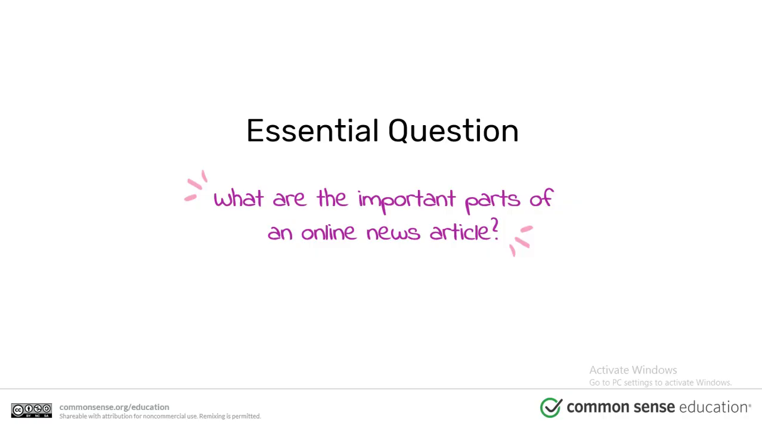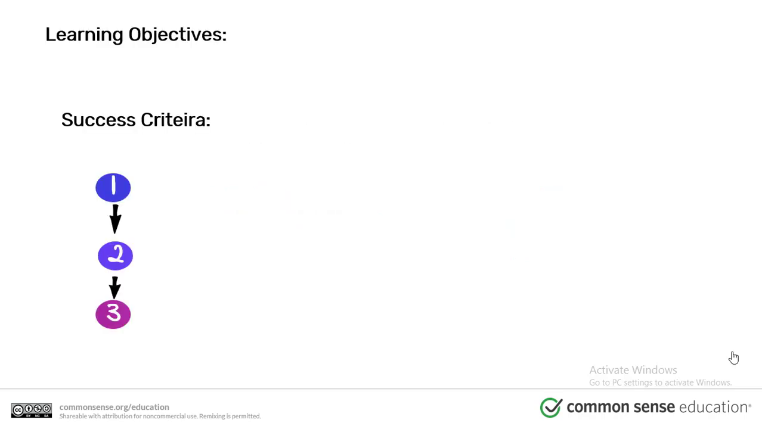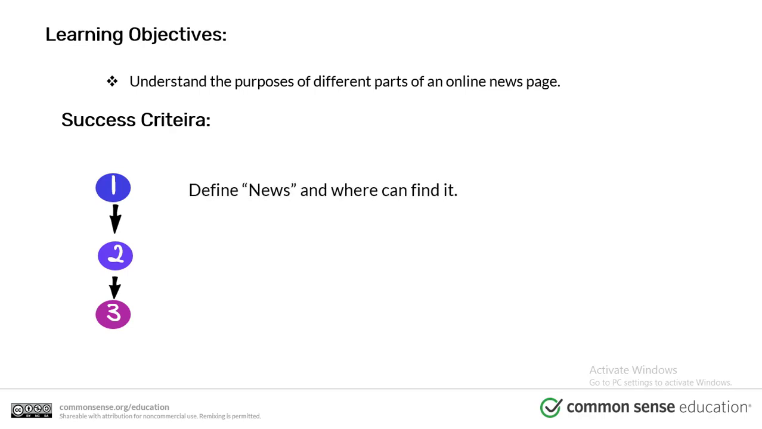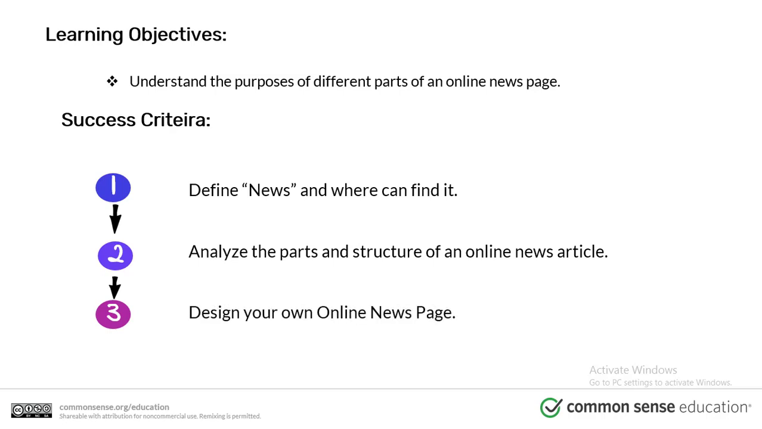Our essential question for today is: what are the important parts of an online news article? Our learning objective: understand the purpose of different parts of an online news page. Our success criteria: define news and where you can find it. Analyze the parts and structure of an online news article. Design your own online news page.